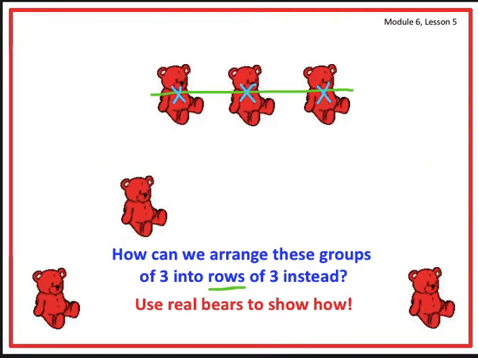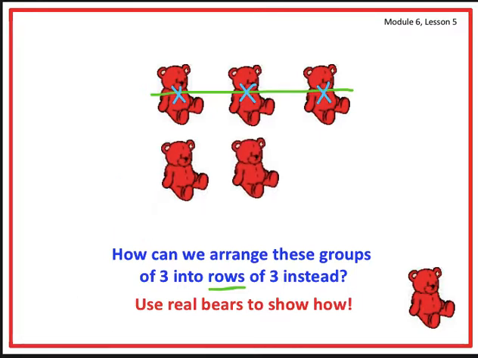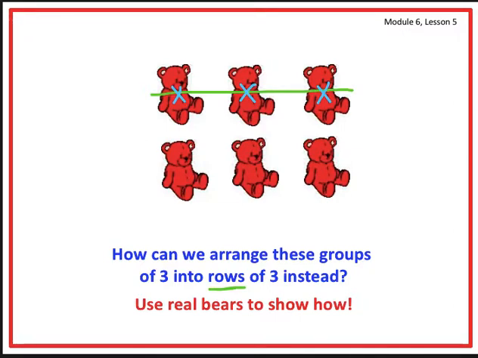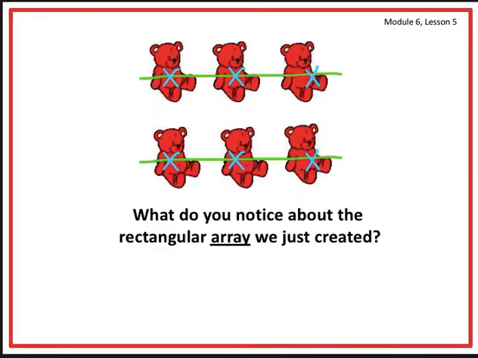1, 2, 3. Oh, there's no more room in that row. I've got to make another one. 1, 2, 3. Okay. So now I want you to think about what you just noticed. We just created an array. Before we had bears kind of scrambled all over the place. And now we have a nice organized array.